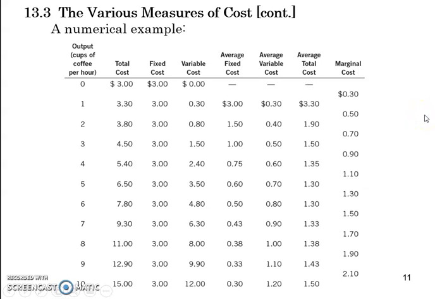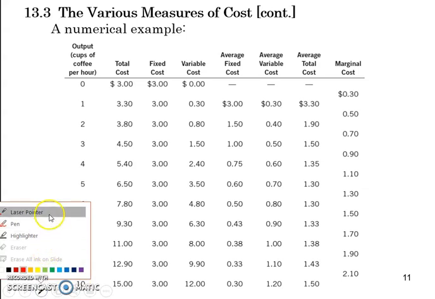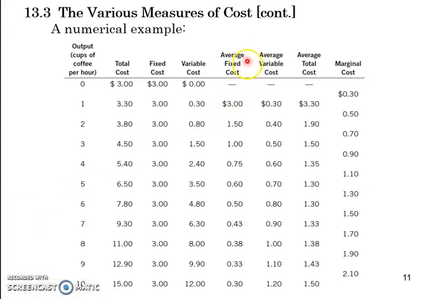After we understand how we calculate these various measures of cost, we can talk about their pattern, especially for AFC, AVC, ATC, and MC, marginal cost. Now let's look at the AFC first. We find that the AFC continues to decline when we produce more and more, right?